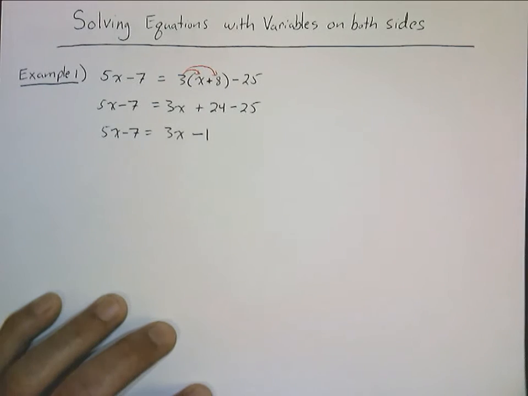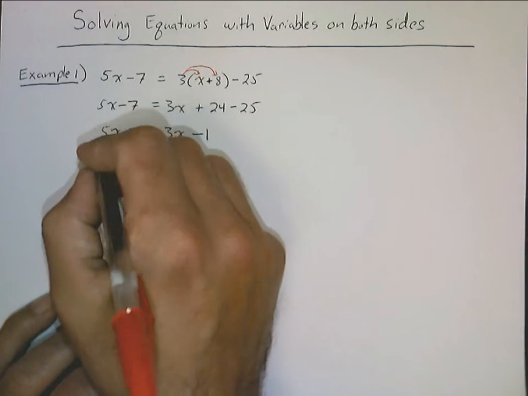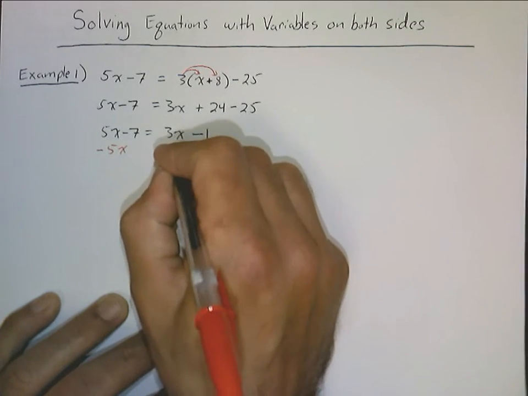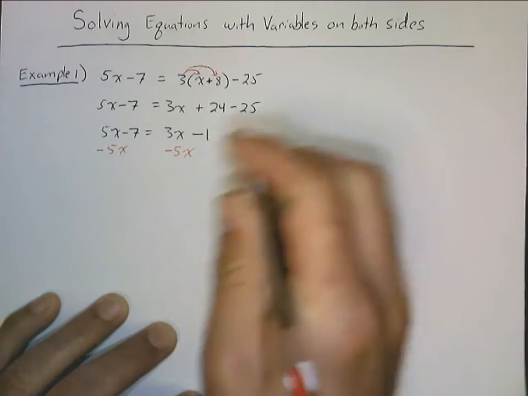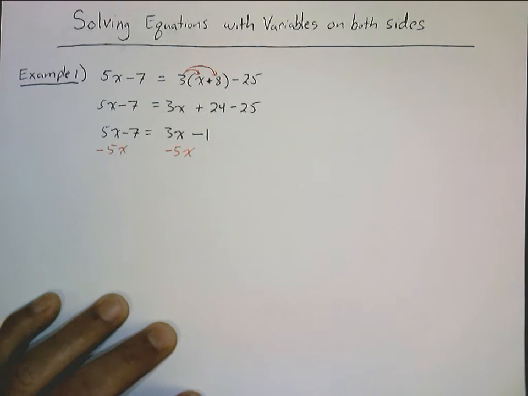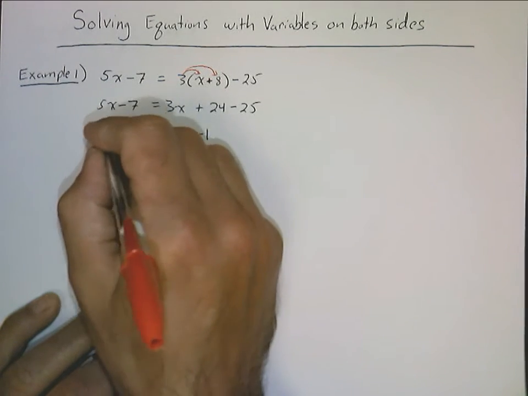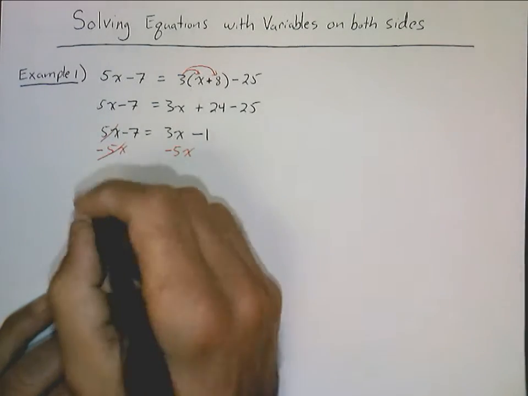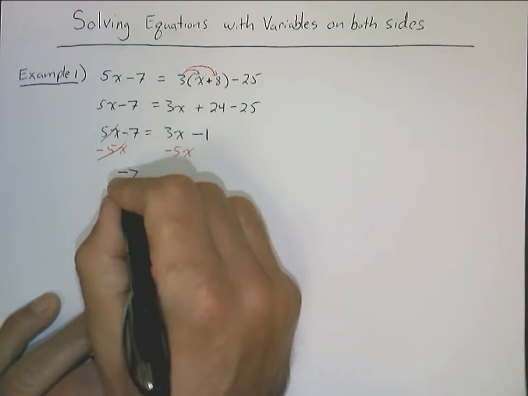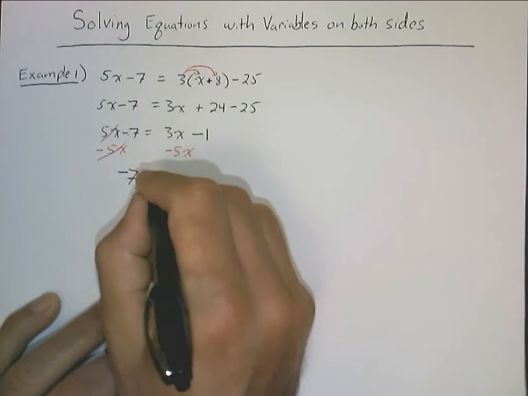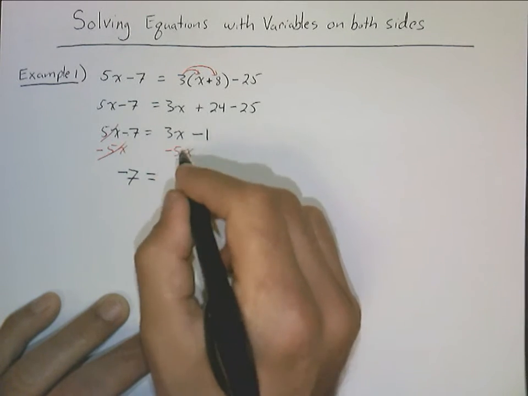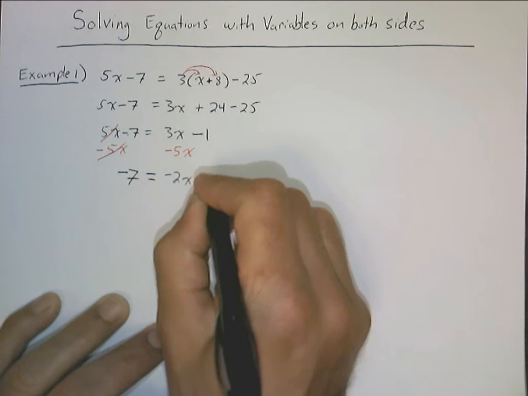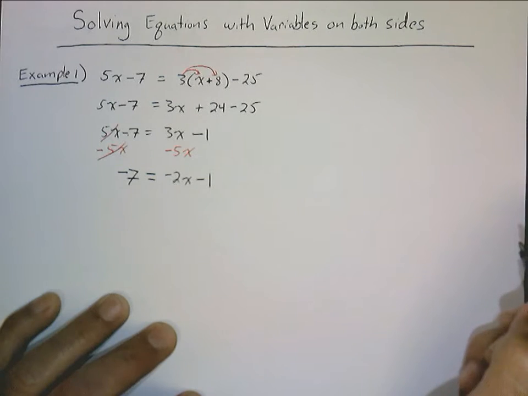So I'm going to get rid of these 5x's on the left-hand side. So we'll subtract 5x from the left-hand side, and we'll also subtract 5x from the right-hand side so that things will stay equal. And so what happens there is this 5x minus 5x, those cancel each other out. We're left with just negative 7 on the left-hand side, and that's going to be equal to 3x minus 5x, which is negative 2x. Then we also have a minus 1.